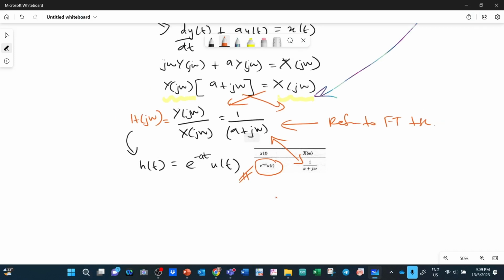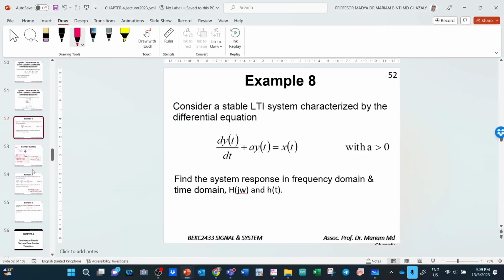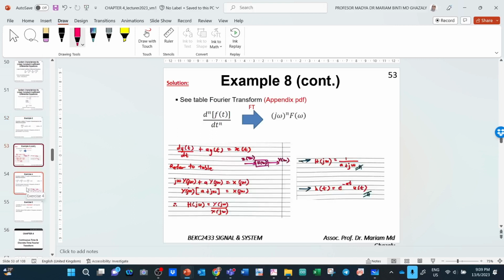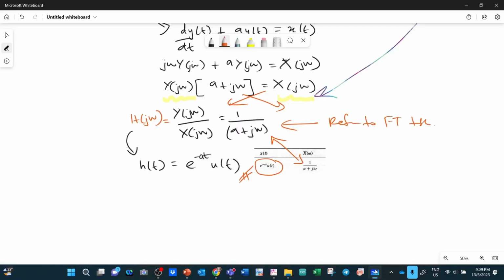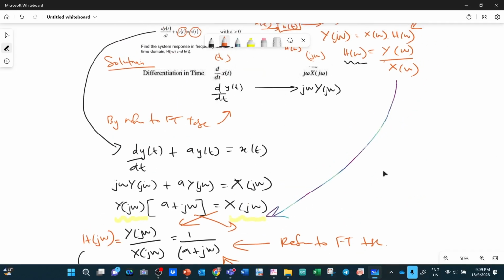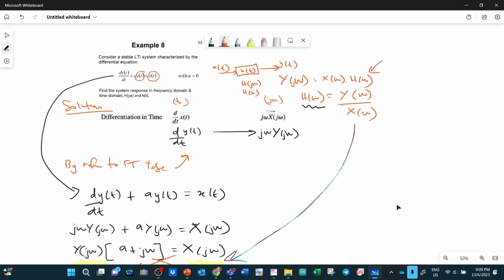Sample example? No? Okay, if no, then let's proceed to another example. Okay, this one. This one. Where? This one.